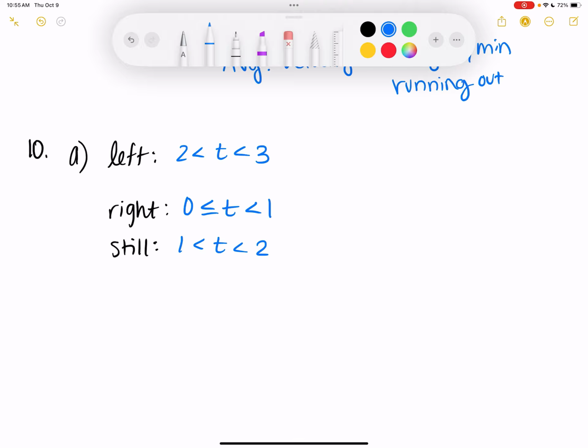Now from 3 to 5 seconds, it's flat again, going straight across. So this one will be an interval covering 2 seconds. It's 3 less than T less than 5. And then finally, it has a negative slope for 5 to 6 seconds, which means it's moving to the left. So 5 less than T, and because we know 6 is the ending, less than or equal to 6.